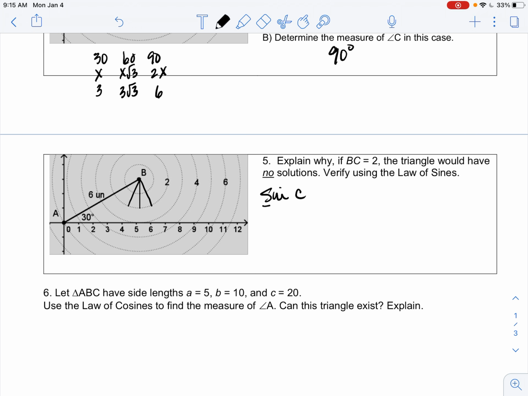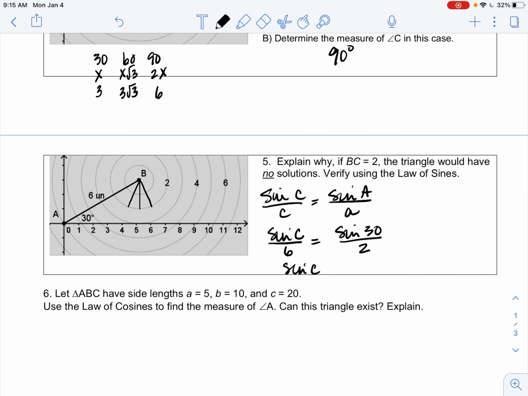So sine of C over little c equals sine of A over little a. Okay, so little c, well, that's going to be 2. Sine of 30 over, oops, no, I'm sorry, that's not 2. How about 6? And then little a is going to be 2. All right, so let's solve for sine of C. Multiply both sides by 6. So sine of C is equal to sine of 30 times 6 divided by 2.